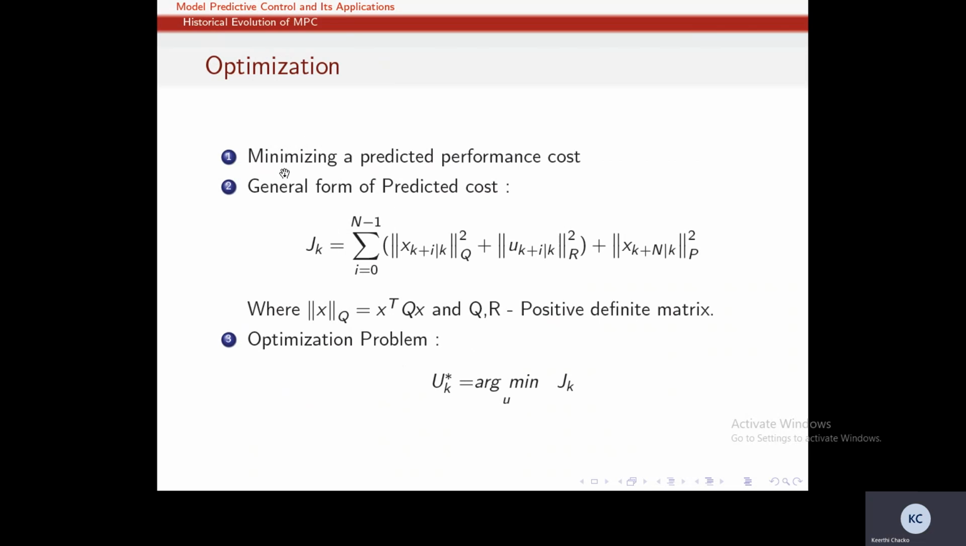Now, what is optimization? We are minimizing a predicted performance cost. Normally it will be a quadratic cost, and the general form of the predicted cost is given here, where N is the prediction horizon. We take the states until N terms and the control sequence until N terms, and this is the final cost. By this notation we are taking the norm with the weight Q, so x transpose Q x, where Q and R are positive definite matrices. The optimization problem is to minimize this cost and find the optimal control sequence. The control inputs are the degrees of freedom, so we substitute different values and find a suitable optimal control value which minimizes this cost J_k.